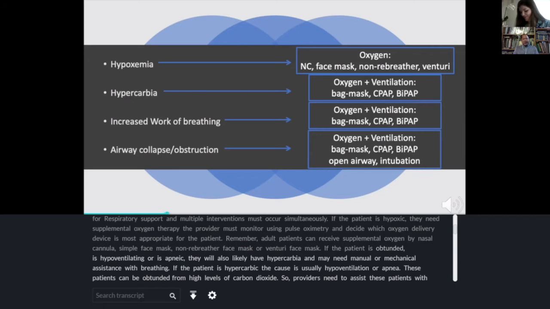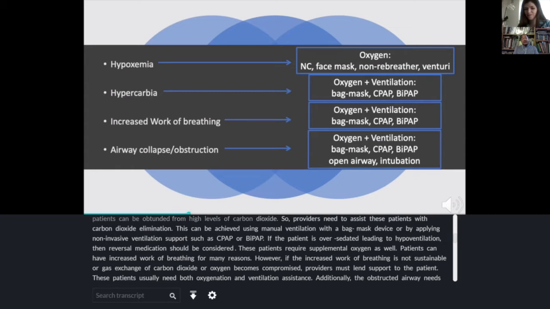If the patient is obtunded, is hypoventilating, or is apneic, they will also likely have hypercarbia and may need manual or mechanical assistance with breathing. If the patient is hypercarbic, the cause is usually hypoventilation or apnea. These patients can be obtunded from high levels of carbon dioxide, so providers need to assist these patients with carbon dioxide elimination. This can be achieved using manual ventilation with a bag mask device or by applying non-invasive ventilation support such as CPAP or BiPAP.